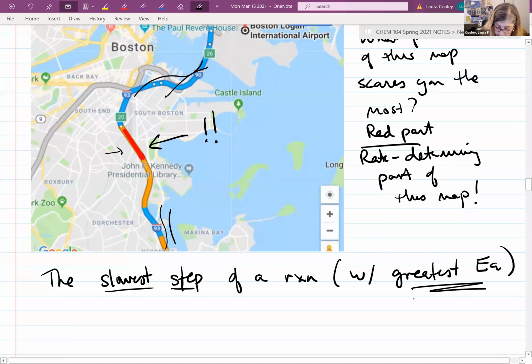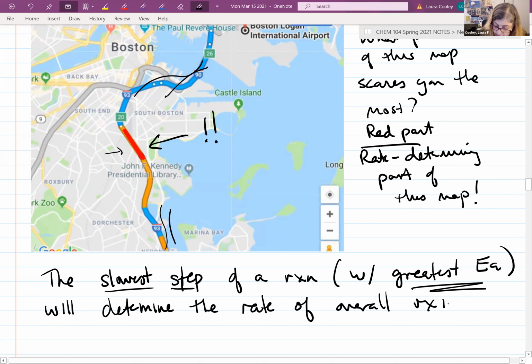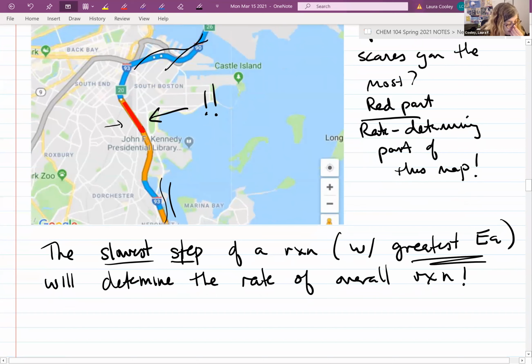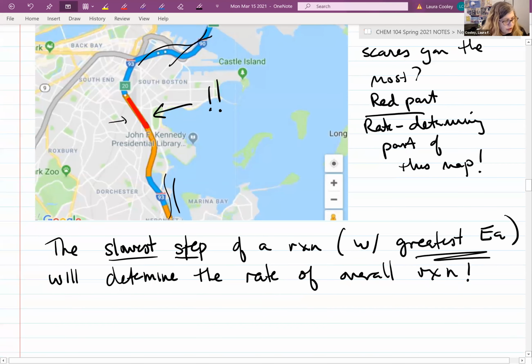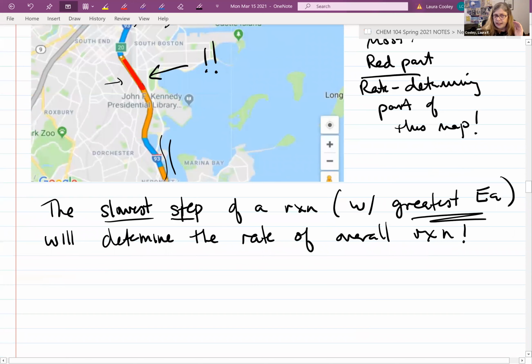The step with the greatest activation energy will determine the rate of the overall reaction. Okay. All right. So to know the rate law, you have to know the steps, and you have to know which of them is the slowest. In a mechanism, like I said, the overall reaction is broken down into steps.